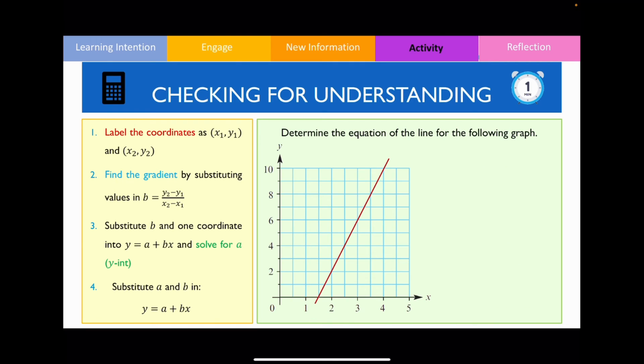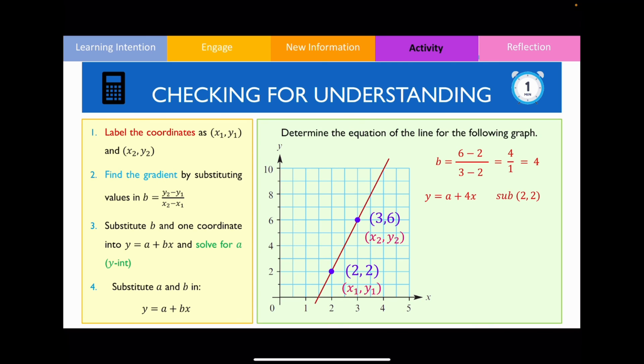I'd like you to now have a go at answering this question, and we'll go through the answers again in a minute. For this question, I'm going to choose two coordinates. You could choose any two coordinates, but I've chosen to use 2, 2 as well as 3, 6. I'll label them as x1, y1, x2, y2 to find the gradient value. The gradient in this case, regardless of which values you've used, should always be equal to positive 4. And after I've found my b value, my gradient, I'm going to solve for my a value by substituting one of the coordinates in.